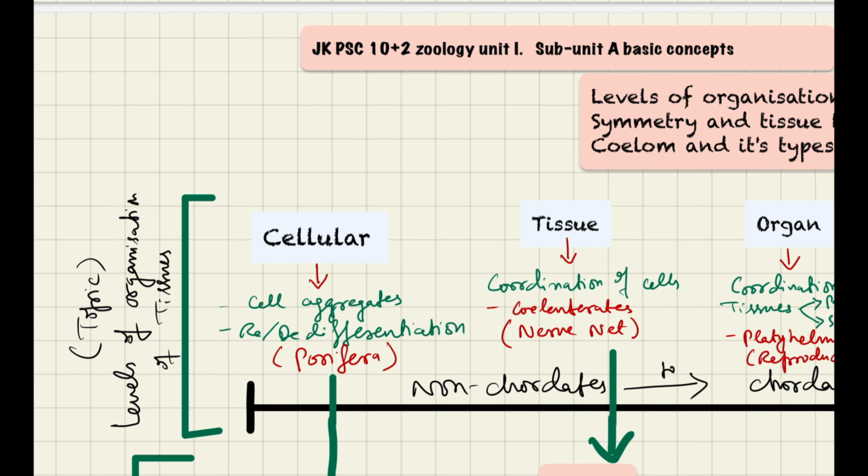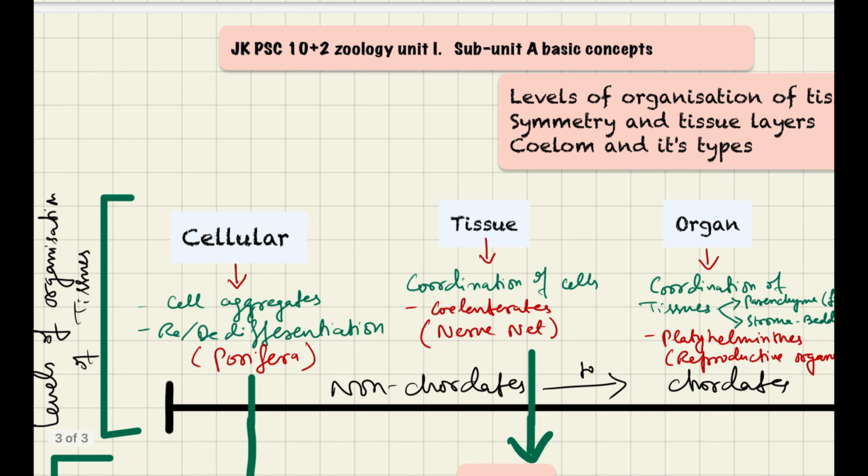The most important part here is that there is this concept of re- and de-differentiation, which you will not find in many books. This is the reason that the division of labor can be done. Here what happens is that these cells are acting like stem cells, so that they can perform different tasks and different functions as per the need of the cell. This cellular grade of organization is found in Porifera. Now we are actually doing this on the scale of non-chordates to chordates. This must be kept in mind.